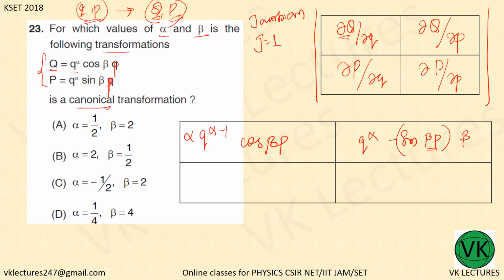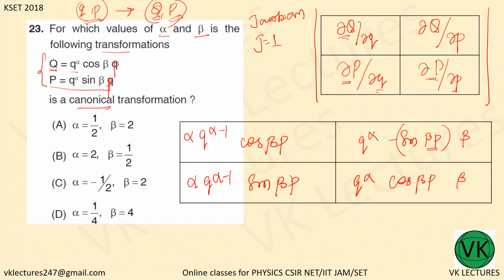Now what is dou capital P by dou q? Capital P is q power alpha sin beta p, so it is alpha into q power alpha minus 1 into sin beta p, with respect to q. Then dou capital P by dou p is q power alpha sin beta p, whose derivative is cos beta p into beta.